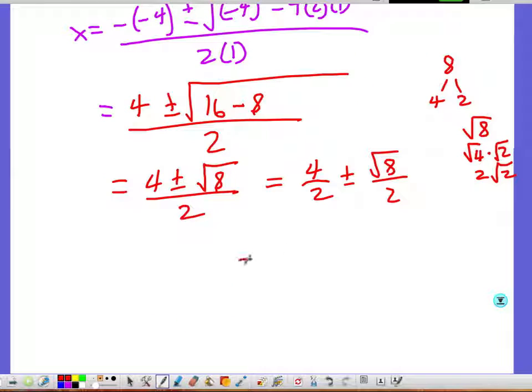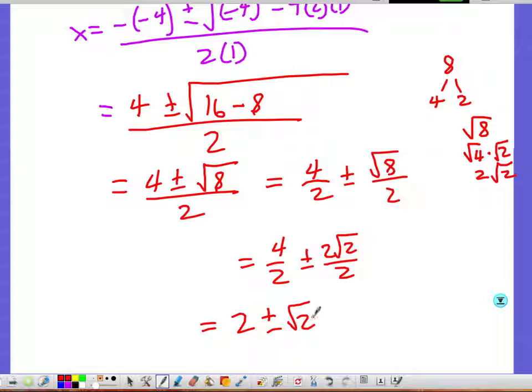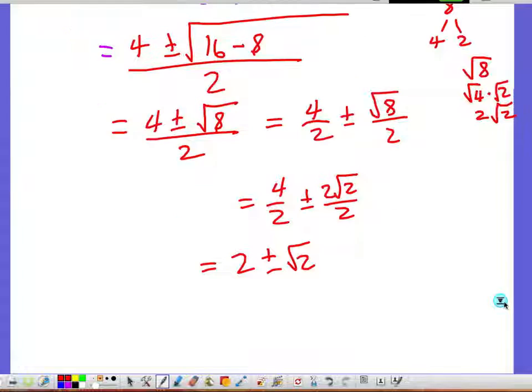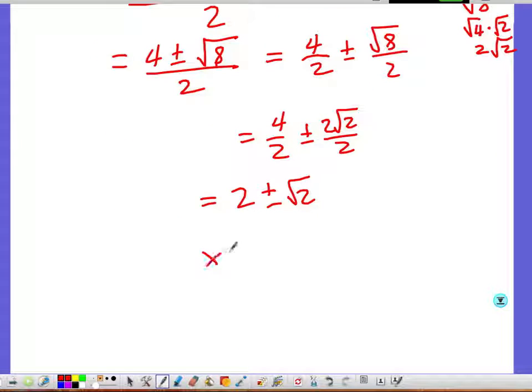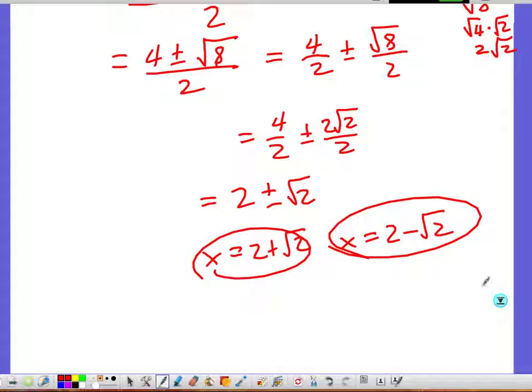Alright, so let's go ahead and rewrite that. We have 4 divided by 2 plus or minus 2 times the square root of 2 over 2. This can be simplified to 2 plus or minus the square root of 2. Alright, there we go. Our two solutions are x is equal to 2 plus square root of 2 and x equals 2 minus the square root of 2. Here are my two solutions.